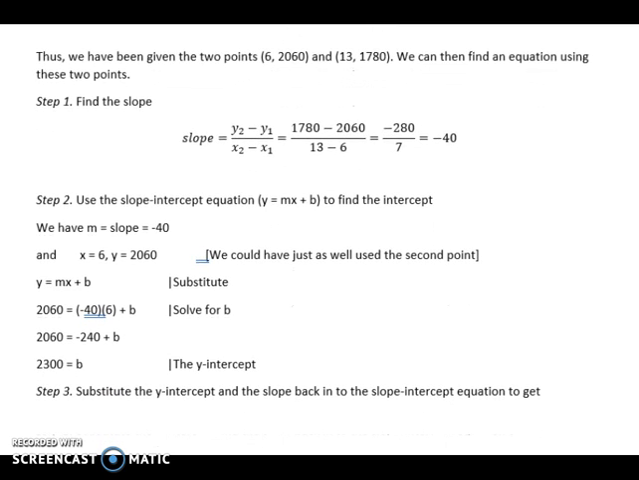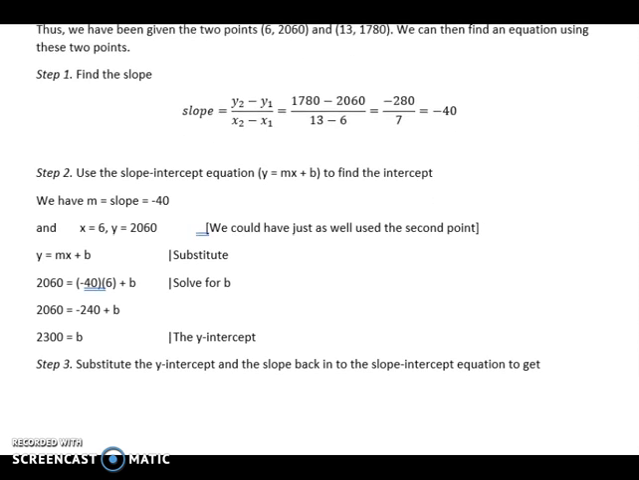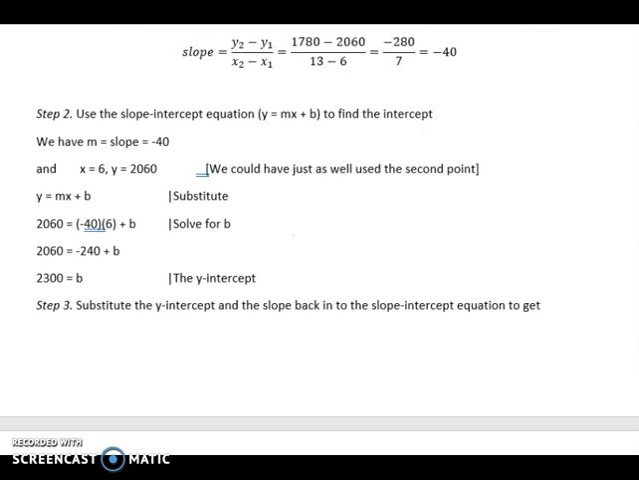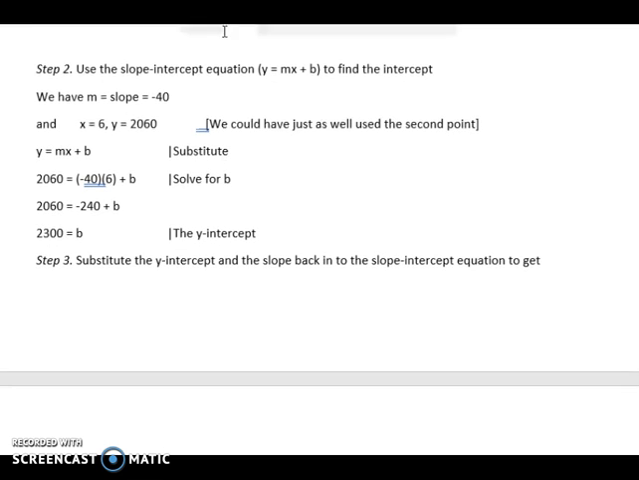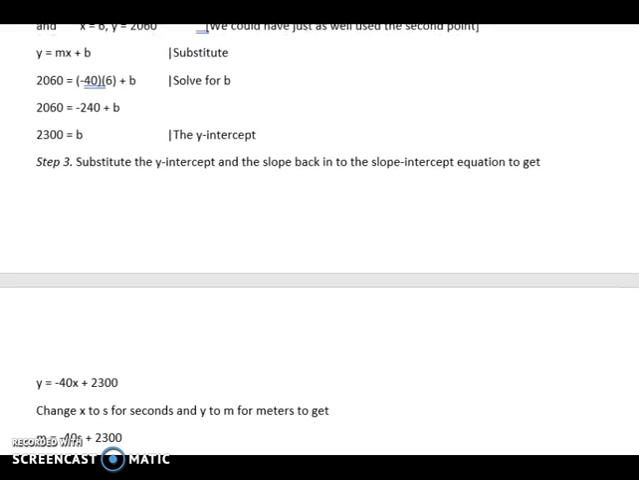Now we need to find the y-intercept if we use the slope-intercept form of an equation. So here, with the slope and 1 point, we can find the y-intercept. We'll go ahead and use the point where x equals 6 and y equals 2,060. Plug those in for our x and y values, and let m equal negative 40, the slope, and then we just need to solve for b to find the y-intercept of our equation. So we have negative 40 times 6, which is negative 240. If we add 240 to both sides, we'll get that b equals 2,300. So that's the y-intercept of our equation that represents this linear model, comparing meters and seconds.